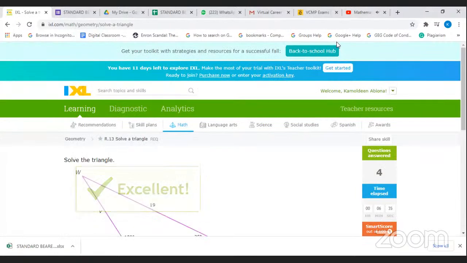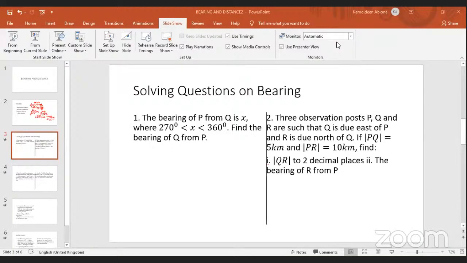So I'm going to stop sharing there. So let's go back to the main topic for today. Now, I haven't done that. So let's now look at bearing. Sorry.